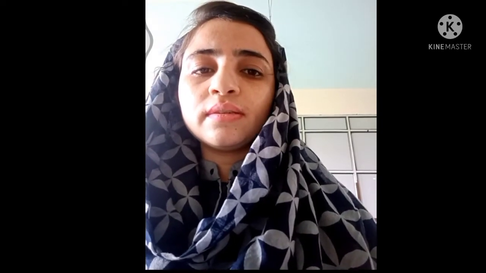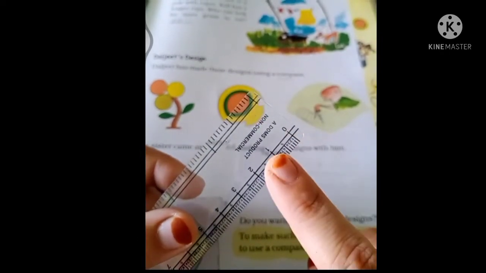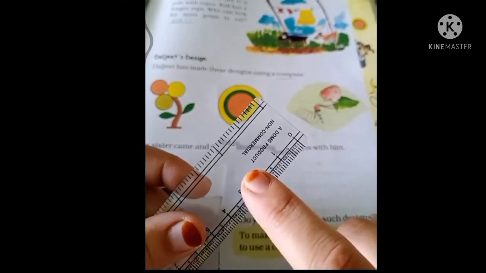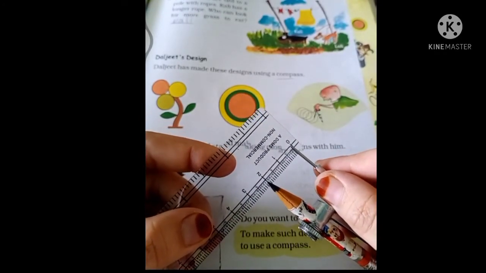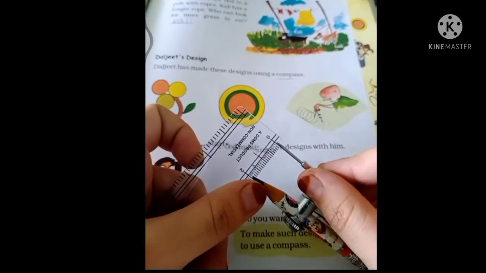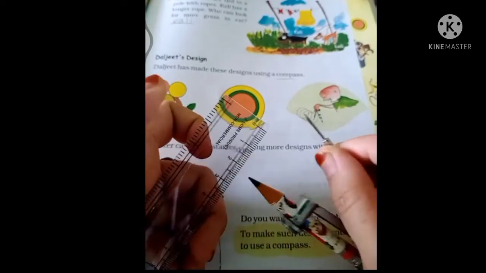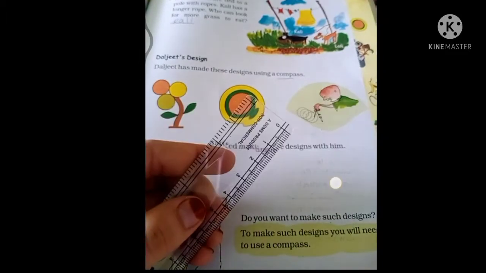So what you have to do? You have to take a measurement like this. Everyone has to set it like this. I'm showing you, just a minute. See students, here 0, 1 and 2, we have to draw a circle of 2 centimeter. So first students, you have to set this one at a 0 like this. Can you see? And this pencil point you have to set at the number 2. We have to arrange it like this.